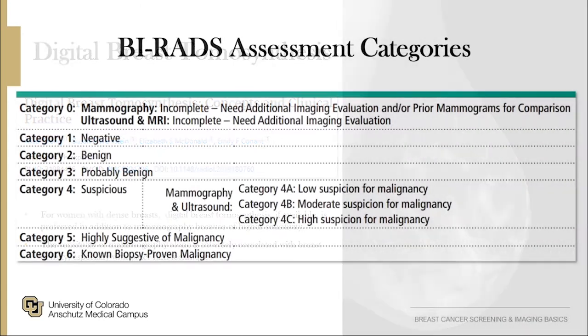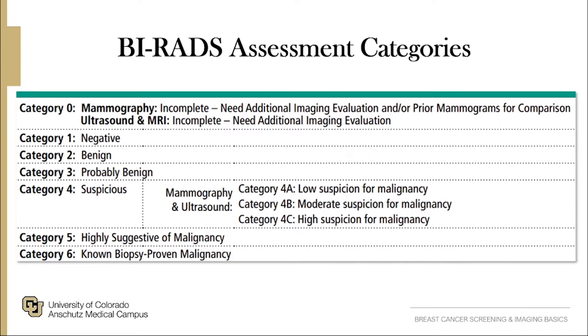Breast imaging is given a category based on the Standardized Breast Imaging Reporting and Data System, also known as the BI-RADS system. A BI-RADS 0 is assigned to breast imaging that is incomplete and thus needs additional imaging for evaluation. A BI-RADS 1 and 2 are assigned to negative imaging or benign lesions, respectively, and thus we recommend resuming routine screening. A BI-RADS 3 is assigned to breast lesions that are probably benign, having a likelihood of cancer of 2% or less, and we recommend a short interval follow-up.